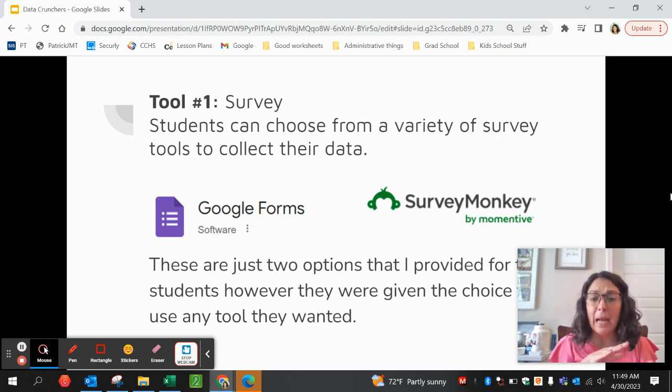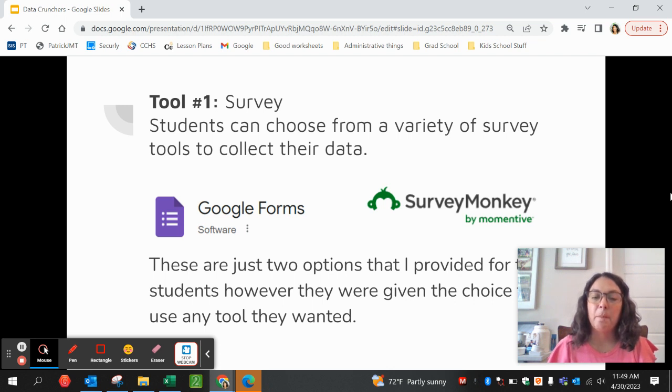I suggested using either Google Forms or SurveyMonkey to collect their data from their peers. But I also told them that if there was some other method that they wanted to go about, they could use an Instagram poll if they wanted to use their social media outside of school. Obviously, they couldn't do that in the building because the firewalls don't allow it.